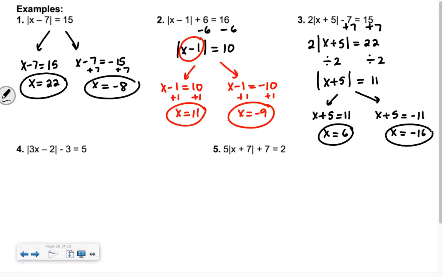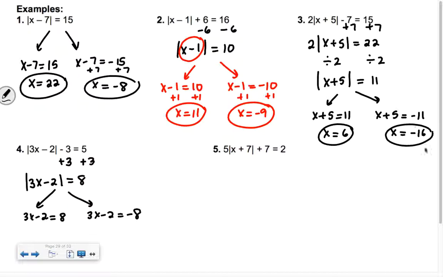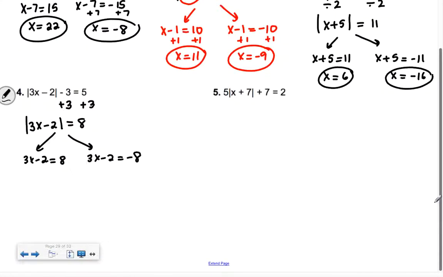All right, so let's do the next one. So I'm going to add 3 and add 3. So I get the absolute value of 3x minus 2 equals 8. Is it isolated? Yep, so we've isolated, so now we break it into the two pieces. So we say 3x minus 2 could equal 8, or 3x minus 2 could equal negative 8. And we solve both of them. Oops, that's a 3x. Getting a little messy.